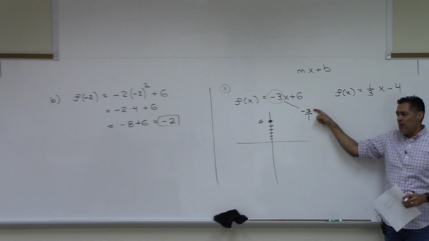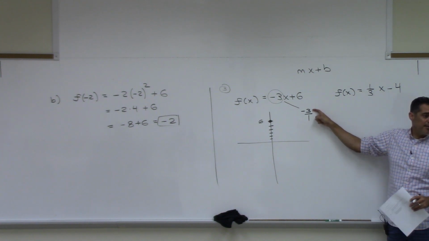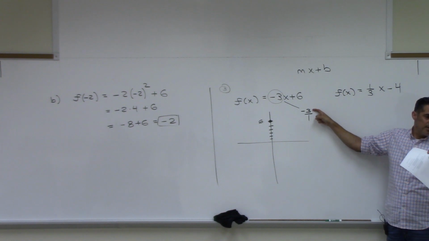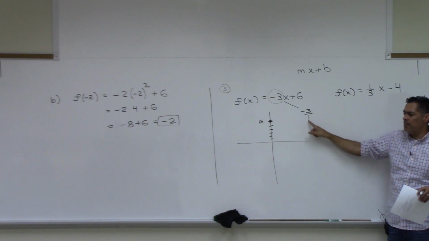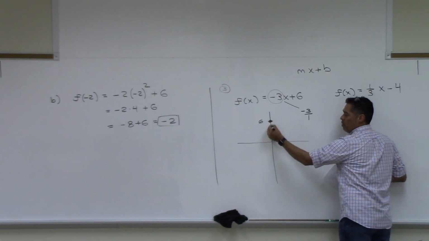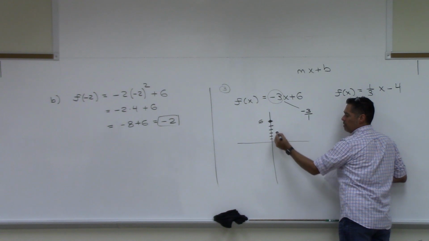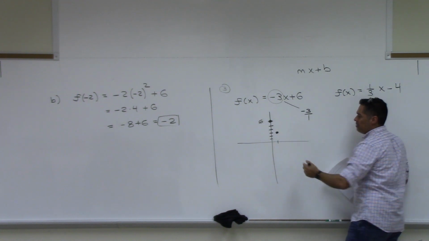The top is the rise, the bottom is the run. So if I tell you have to rise by negative 3, you're really doing what? Down 3, and then run by 1 means to the right 1. So from this point, we go down 1, 2, 3, and then to the right 1, and I draw a dot. Here's 1. And then once I have 2 points, I can draw a straight line.